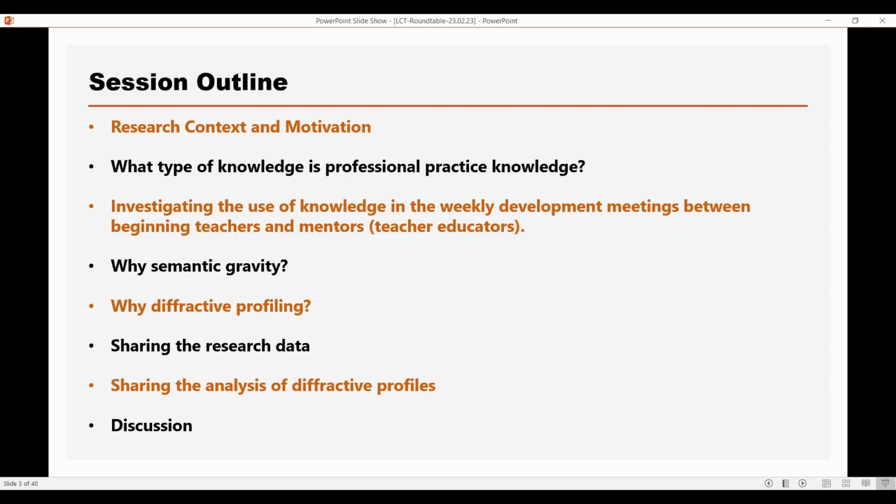The way that I used semantic gravity was using what I'm calling diffractive profiling. That notion of diffraction comes from physics, and I'll talk a little more about why diffractive profiling and why I use semantic gravity in that way. I'll share some examples of the profiles that I generated from the research data, and then how I used those profiles within the research itself, before opening it up for the full discussion. But please do interrupt as we go.